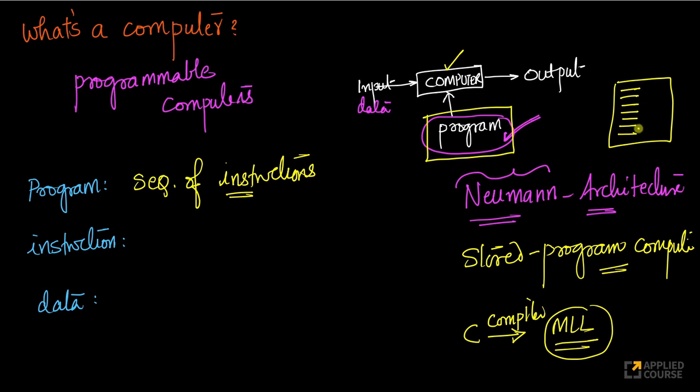So this is also called executable code. You may have heard of some of these terms, right? A program is basically a set of instructions. Now, what is an instruction? At the end of the day, remember that a computer is a binary device. It's a digital device which can only understand binary. So an instruction is basically a binary sequence, a binary string.